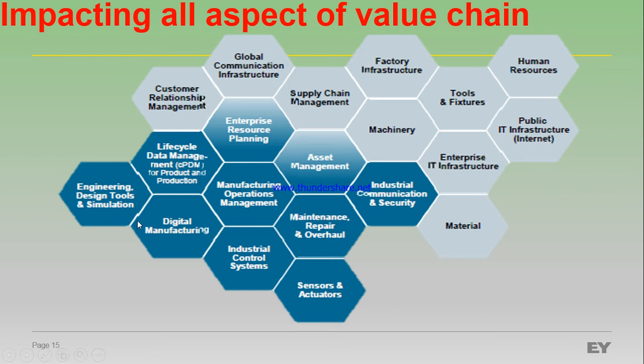The parts are engineering, tool design, simulation, life cycle, digital manufacturing, industrial control system and operation management, enterprise resource planning (ERP), global communication infrastructure, supply chain management, industrial communication, material, IT infrastructure, public infrastructure, human resources, tools and fixtures, sensors and actuators. These are the part and parcel of Industry 4.0 that we will see in our physical classes also.